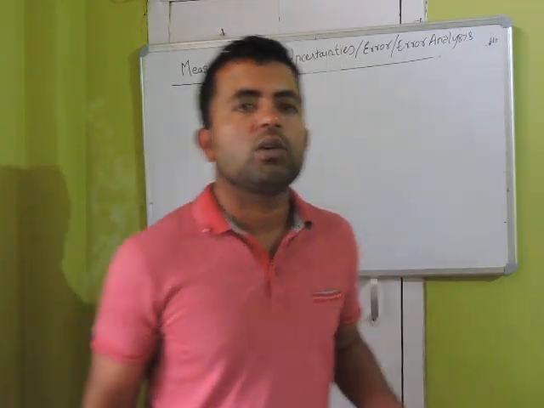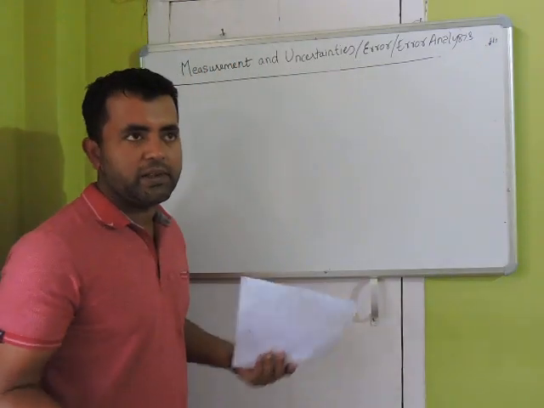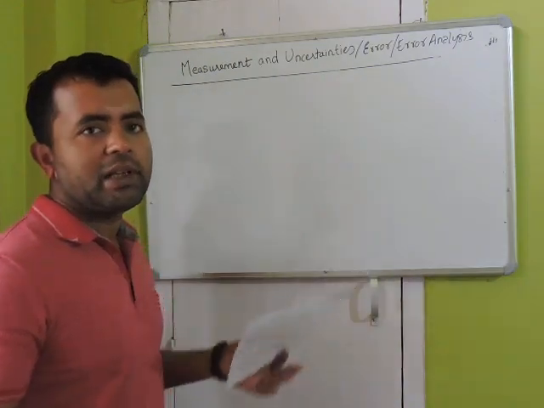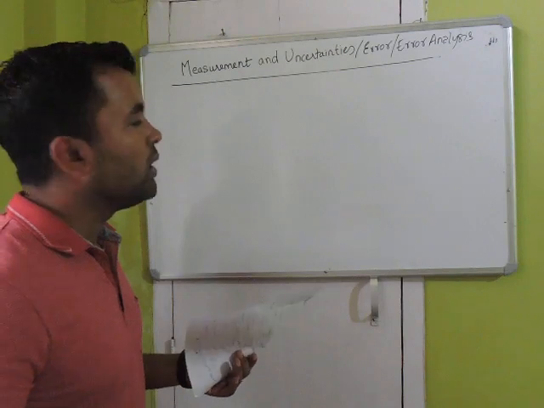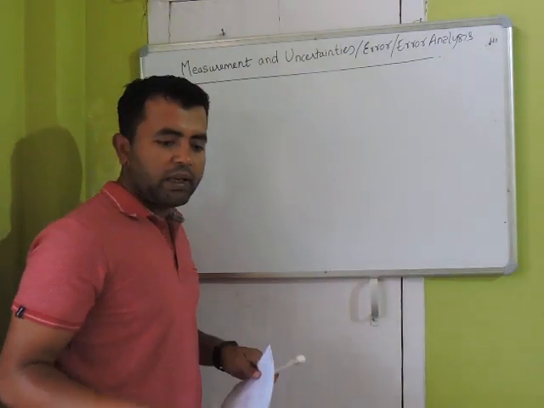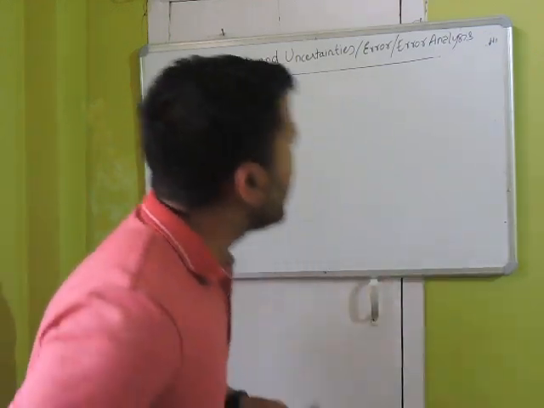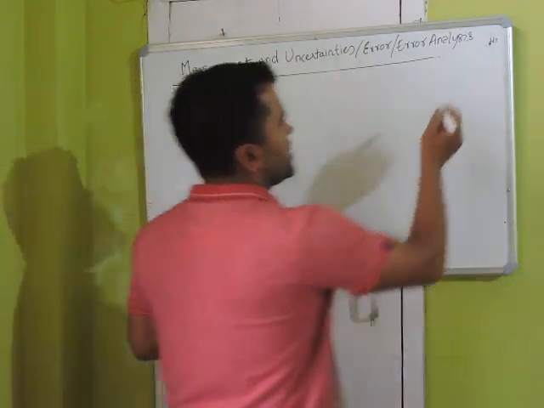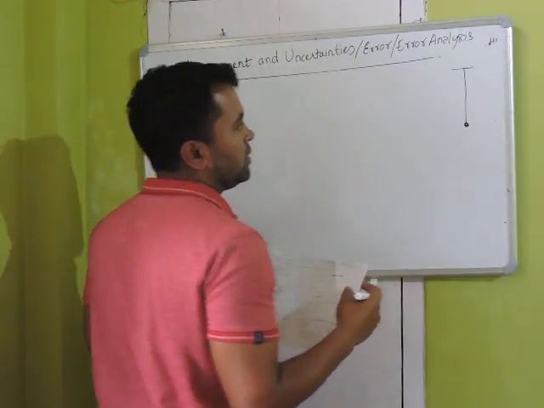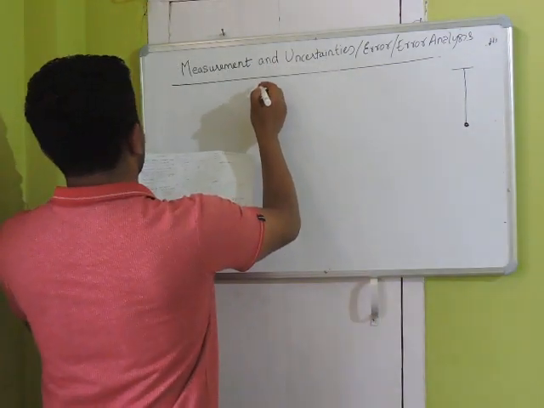In this lecture we'll talk about how we eliminate errors in a measurement. Basically, we are going to talk about how we eliminate random errors. Now suppose one student is doing an experiment, measuring the time period of a pendulum using a stopwatch, and let us say he finds this measurement.